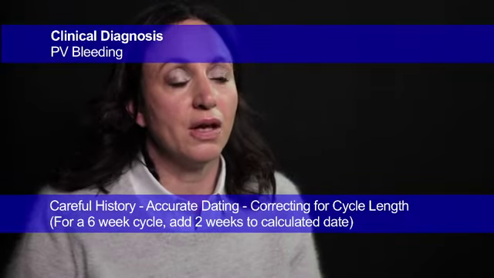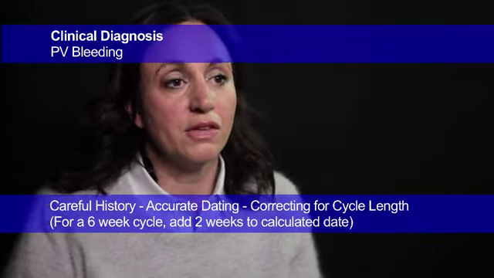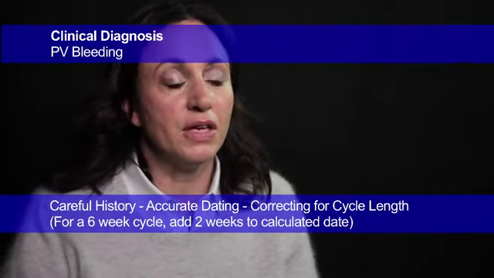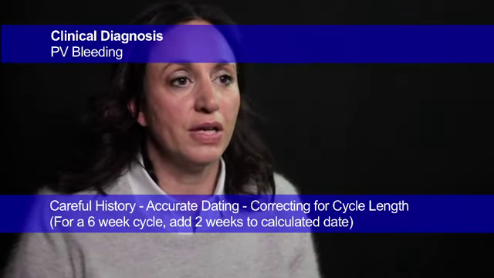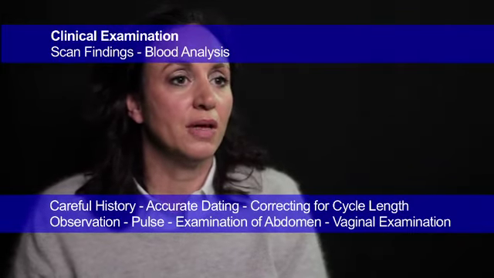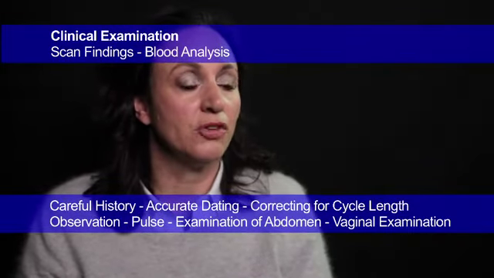In a lady who has a prolonged cycle, perhaps she has a 6-week cycle or a 5-week cycle, one must remember that the fixed phase of the cycle is the luteal phase, the post-ovulatory phase, the last 2 weeks of her cycle. Let's just speak a little about clinical examination, scan findings, and blood analysis to enable us to make this diagnosis. So firstly, clinical examination will always start by observation of the patient, moving on to taking her pulse, examining her abdomen, and then finally performing the vaginal examination.